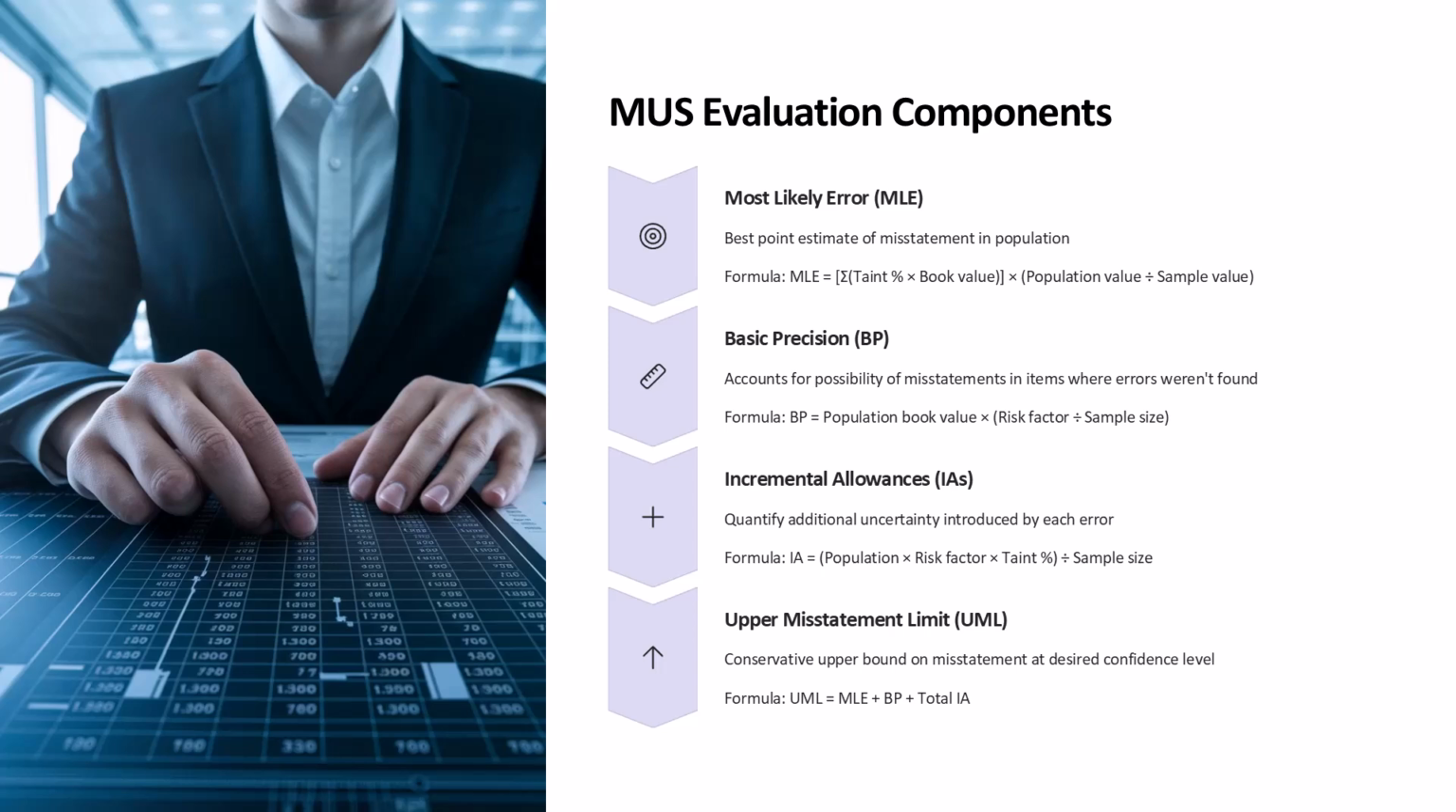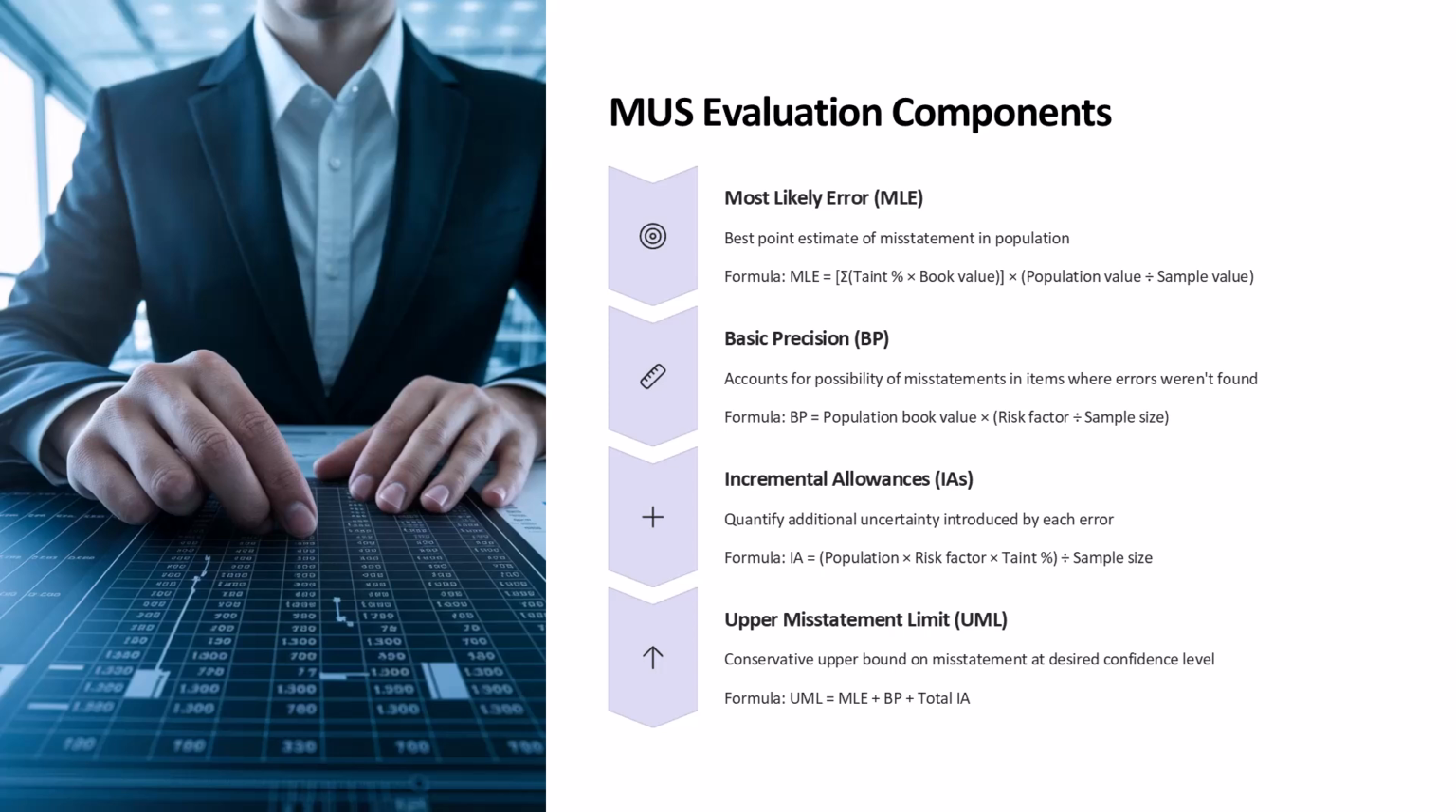Second, the basic precision, BP, which accounts for the possibility of misstatements in the items where we didn't find errors. The formula is BP equals population book value times open parenthesis risk factor divided by sample size close parenthesis. This represents the sampling error at our desired confidence level.